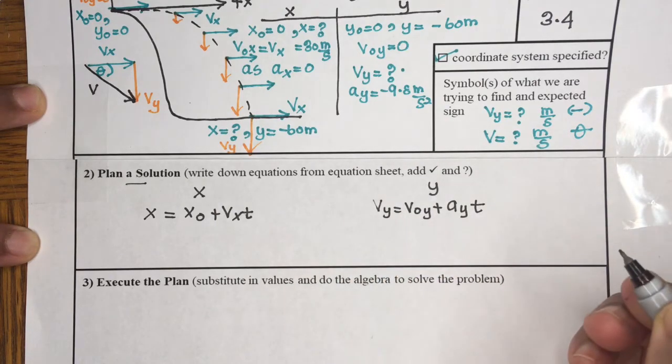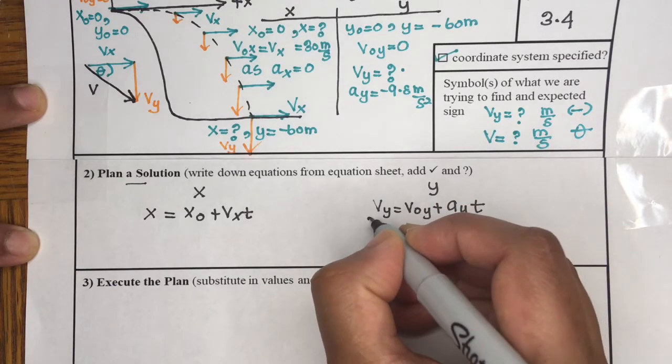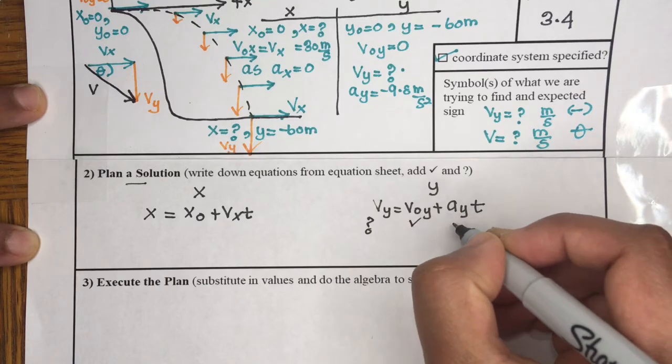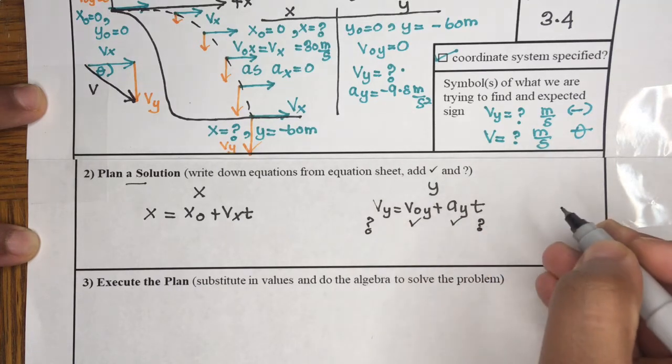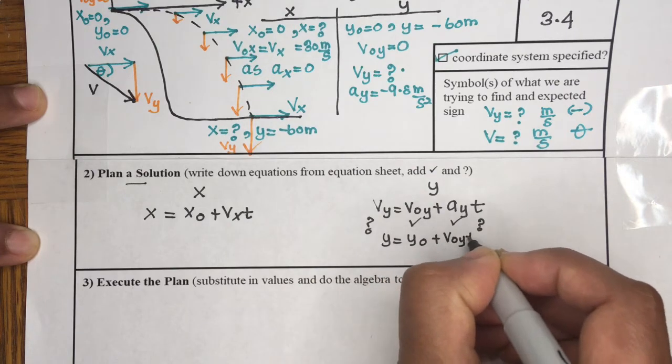So first equation in y direction, y velocity, vy equals v naught y plus ayt. We do not know the final y velocity. We know the initial y velocity, 0. Acceleration is known and time is an unknown. So too many unknowns. Let's look at the second equation.